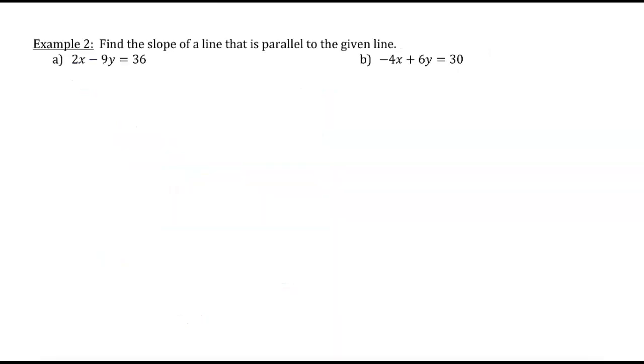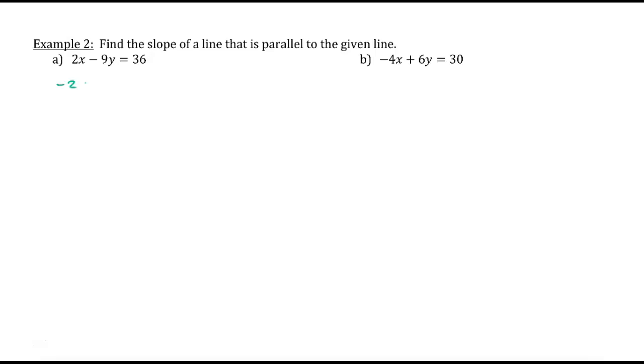In example 2, the instructions have changed. We're only given the equation of one line, and we are asked to find the slope of a line that is parallel to the given line. Since parallel lines have the same slope, we simply just need to find the slope of this line. Let's solve for y so that it's in slope-intercept form.